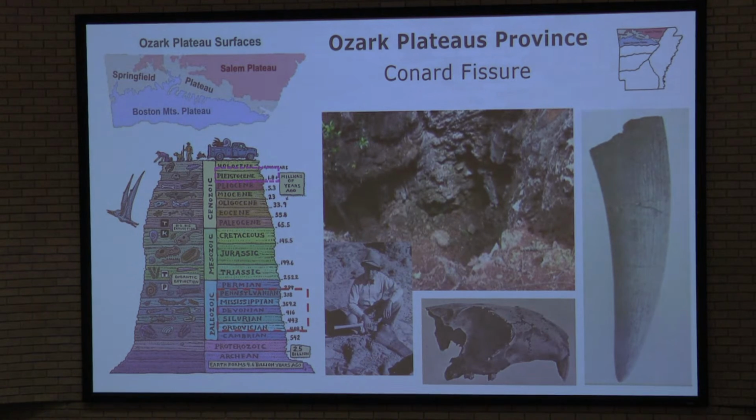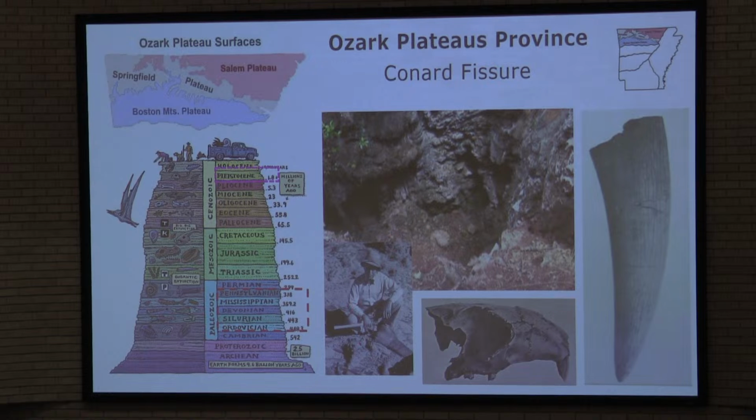But on the other end of the spectrum, we have these super old fossils, but we also have some of the youngest fossils in the state. So there's a place called Conard Fisher in the northern part of Arkansas that preserves, it's a cave deposit, and it preserves a bunch of dead critters, a bunch of dead animals. And here in this picture, you can see there's a chipmunk skull. This is a saber-toothed cat tooth. So you think of like a saber-toothed tiger, it's one of its teeth.